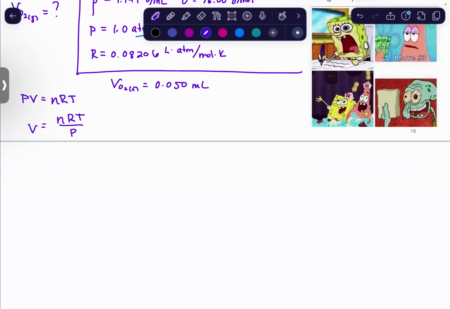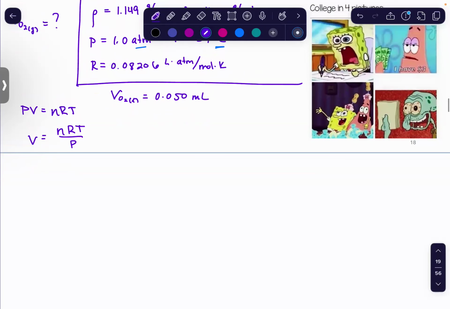And so what can we do to get number of moles from that? Well, I know that my molar mass of O2, and let's move this. It's going to be 2 times 16 equals 32 grams per mole. So that's in grams per mole.